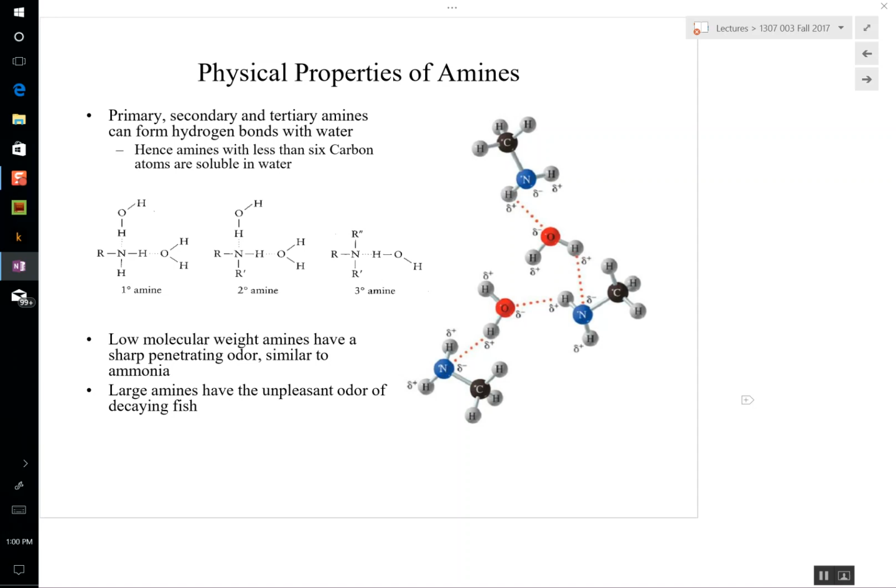Amines smell like rotten fish. Rotting fish give off these low molecular weight amines. That's why they smell that way. So rotten fish smell like amines, or amines smell like rotten fish. Which one came first? I don't know. Maybe the rotting fish.